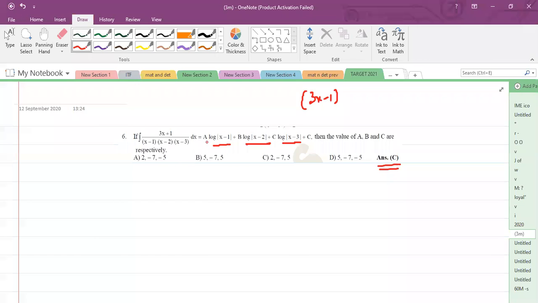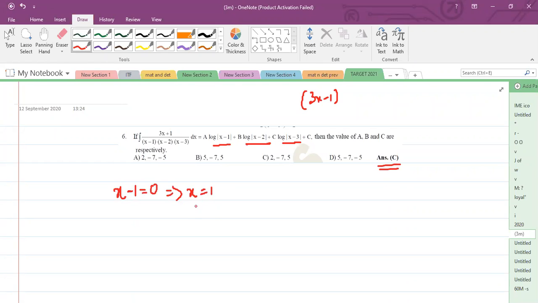To find A, you need to consider this x minus 1. A is the coefficient of x minus 1. Therefore, you should look at when this x minus 1 becomes 0. So what you need to do? You need to equate it to 0. Implies x is equals to 1.